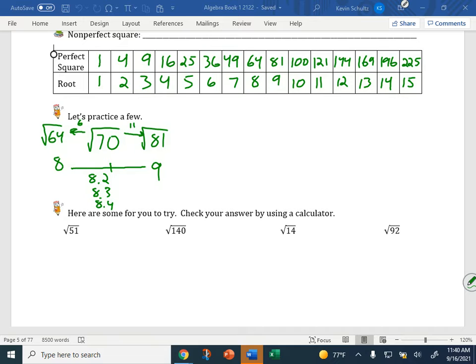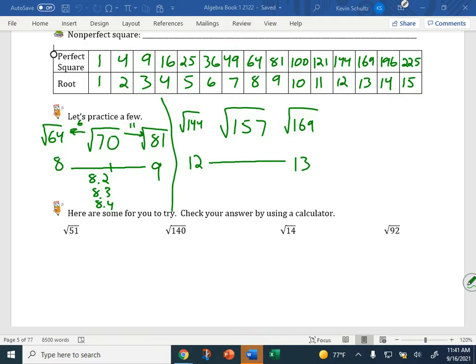Let's do the root of 157. Not a perfect square. However, what two numbers do we know it's going to be between? Let's build our range here. John? 12 and 13. Very good. Because the next smallest perfect square is 144, which is 12. And the next largest perfect square is 169, which is 13. So making our little imaginary number line here, marking it half. Is it going to be closer to 12 or closer to 13?